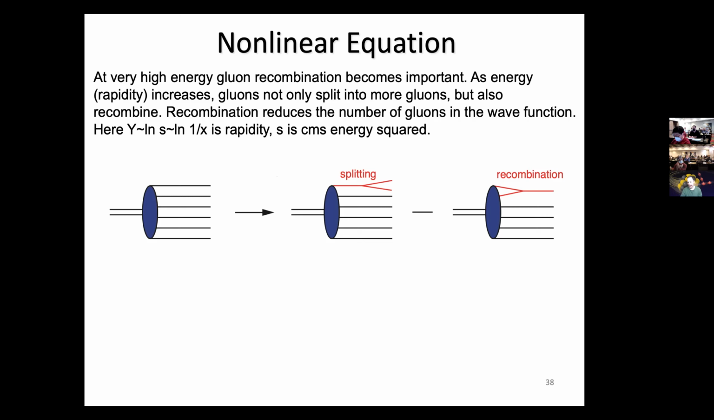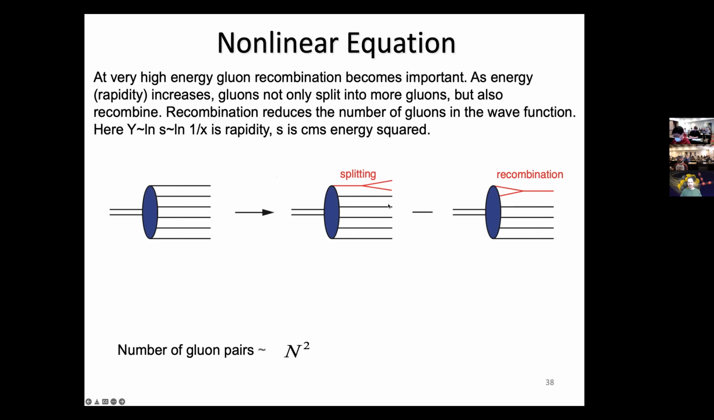By the way, I'm not a biology expert, so this is a very bird's eye view of biology. And if there are better experts in the room than me, hold your criticism of the biology analogy. But I think you're getting the idea that when the system gets very dense, gluons can recombine. Recombination becomes as important as splitting eventually.